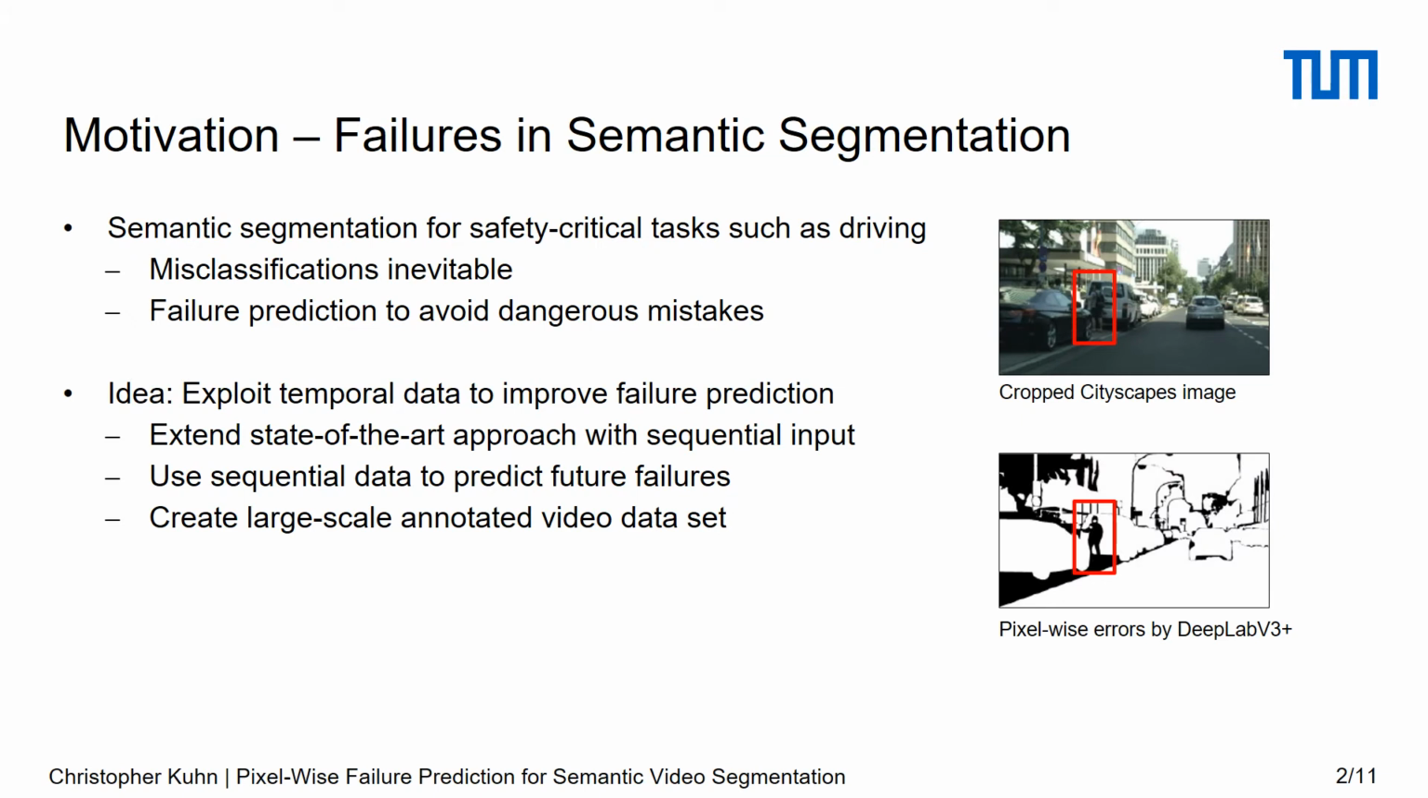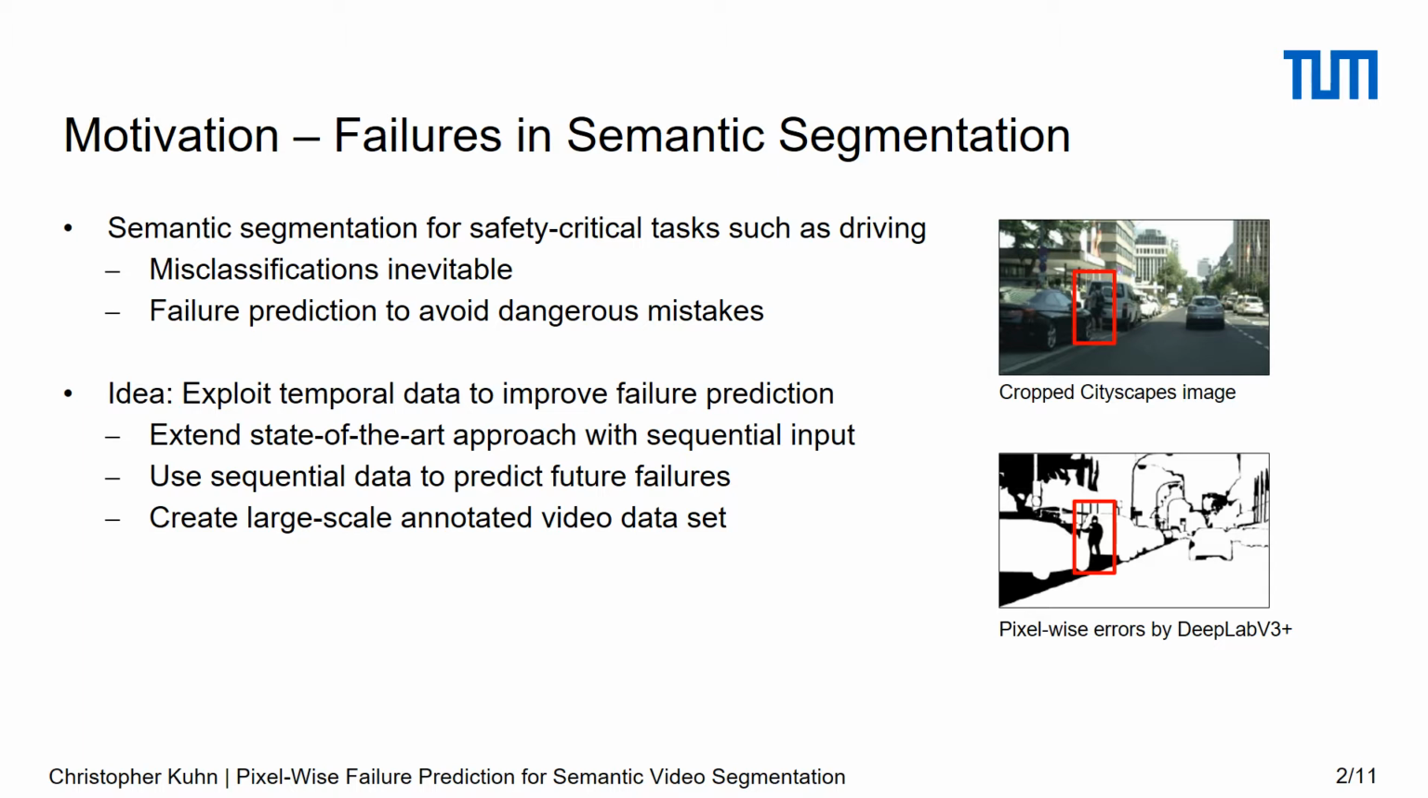Semantic image segmentation is the task of classifying each pixel in an image as belonging to one of several semantic classes, such as car or pedestrian. One relevant application is the safety-critical task of autonomous driving. However, despite advances in the state-of-the-art, misclassifications remain inevitable. In order to avoid dangerous mistakes, failure prediction can be used.